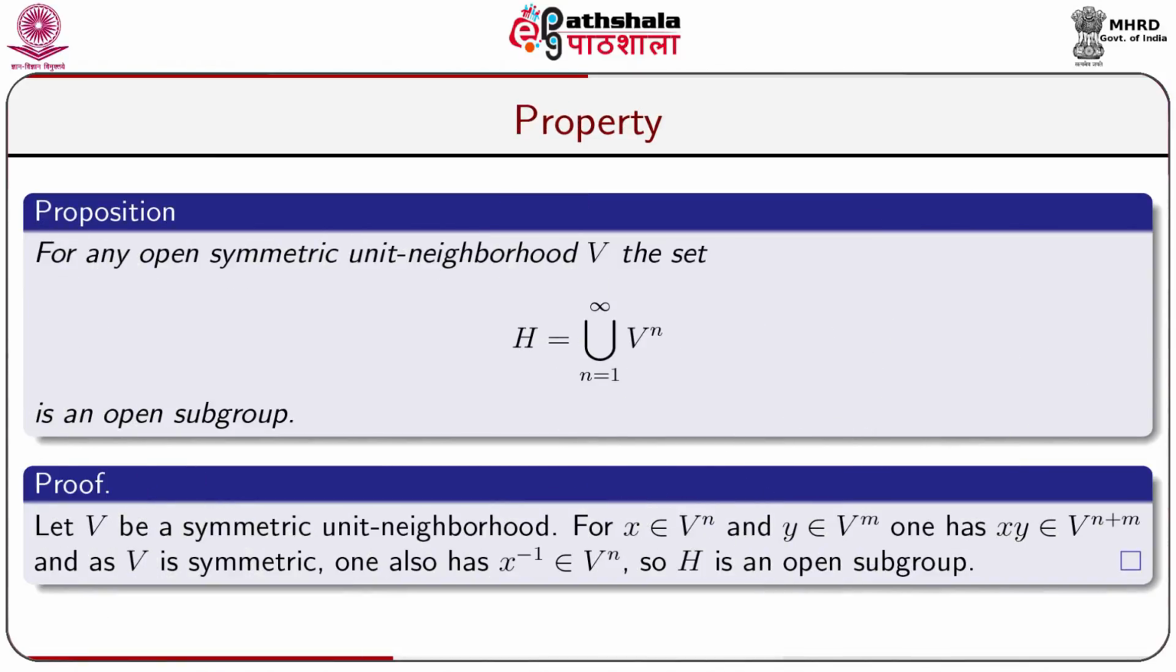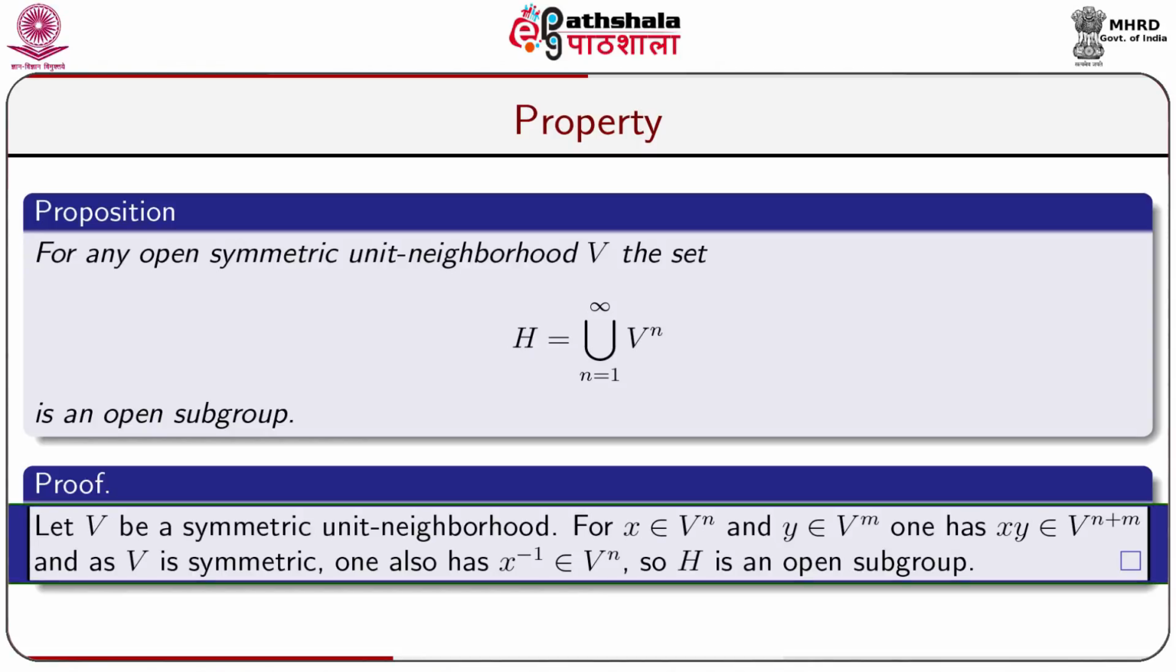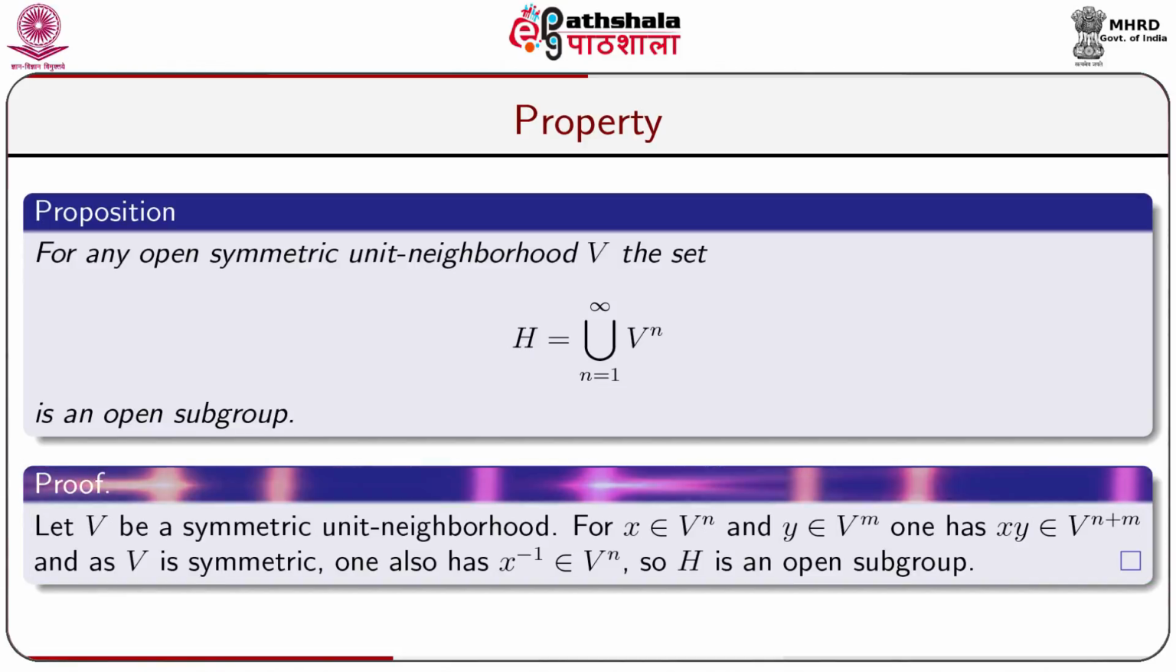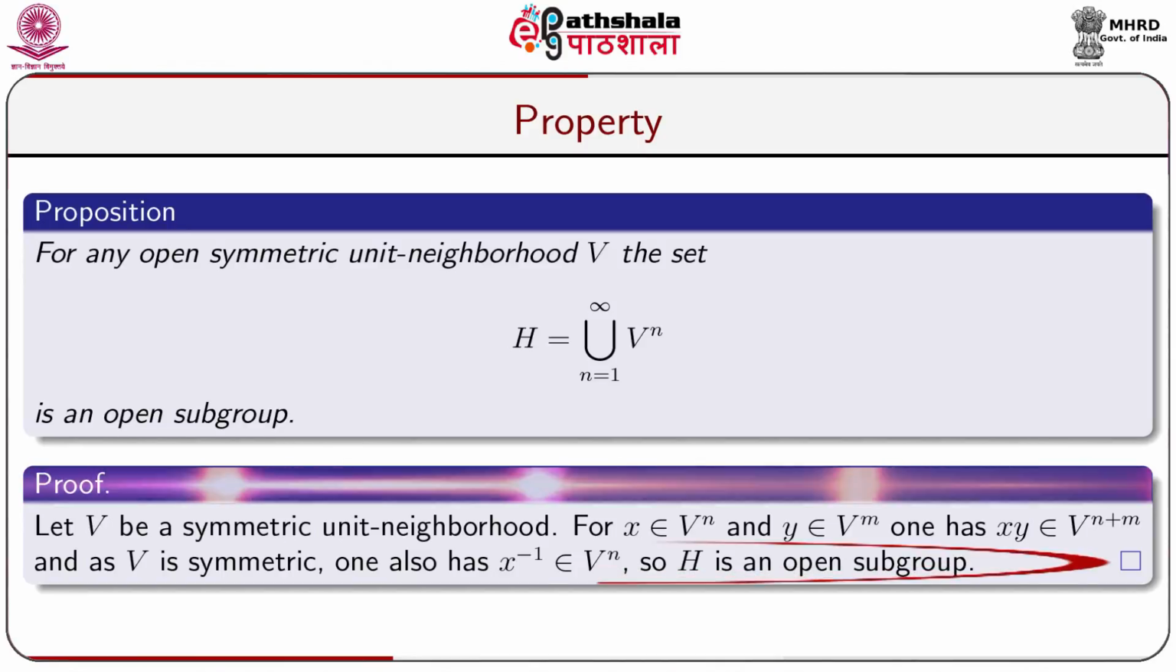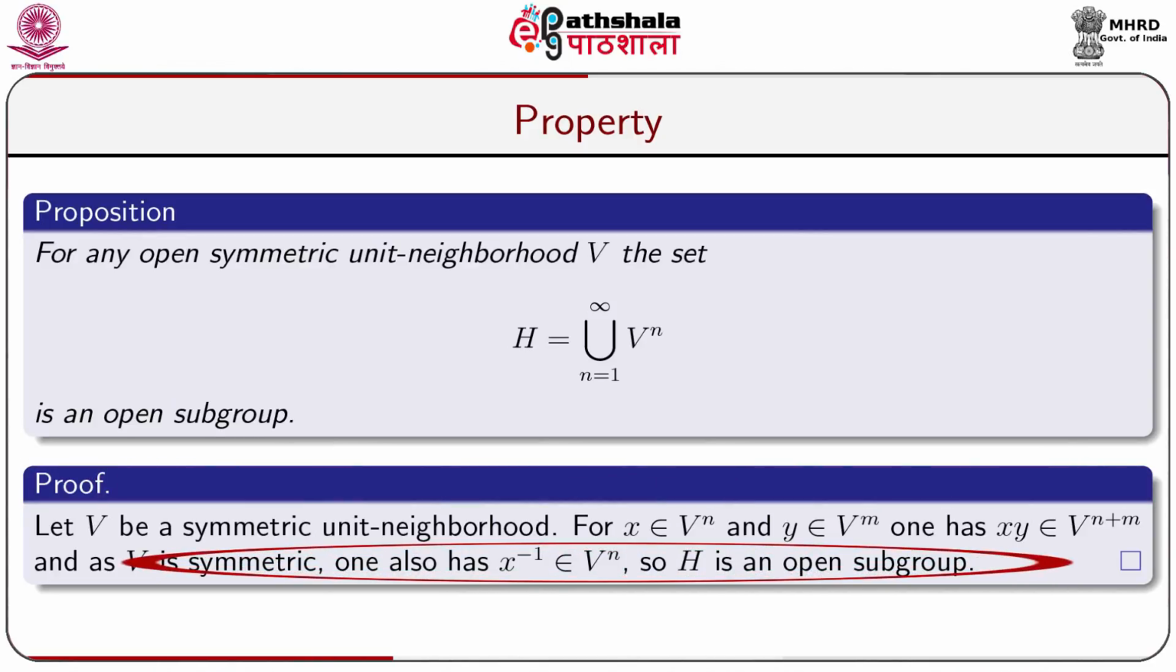Next, we prove that for any open symmetric neighborhood V, the set H equal to the union of V to the power n, where n is equal to 1 to infinity, is an open subgroup. To prove this, let V be a symmetric unit neighborhood. That means a symmetric neighborhood which contains the identity element. Now, for any x belonging to V to the power n and y belonging to V to the power m, one has xy belongs to V to the power n plus m, and as V is symmetric, one also has x inverse belongs to V to the power n. So, H is an open subgroup.